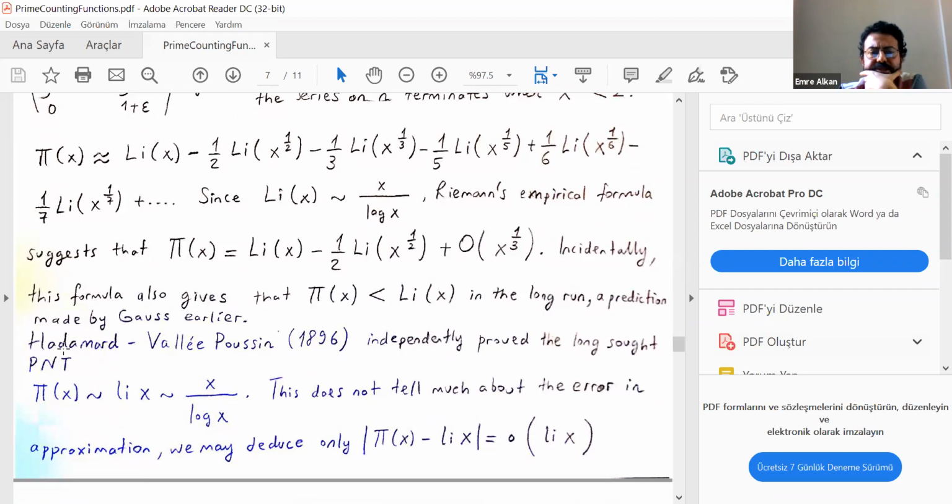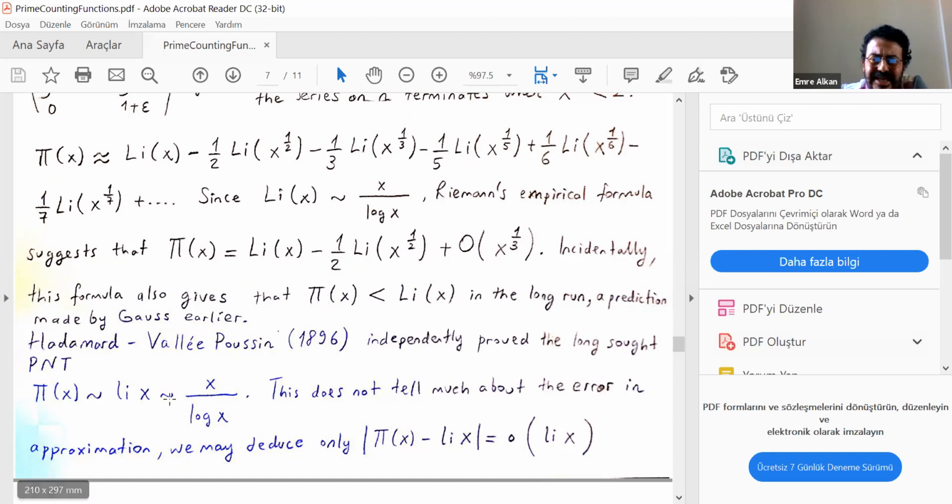Now, here comes the asymptotic behavior finally. Hadamard and de la Vallée Poussin, in 1896, about 100 years later than Gauss, proved the prime number theorem, describing the asymptotic behavior of pi of x. So they were able to settle this. Now the asymptotic behavior was understood.